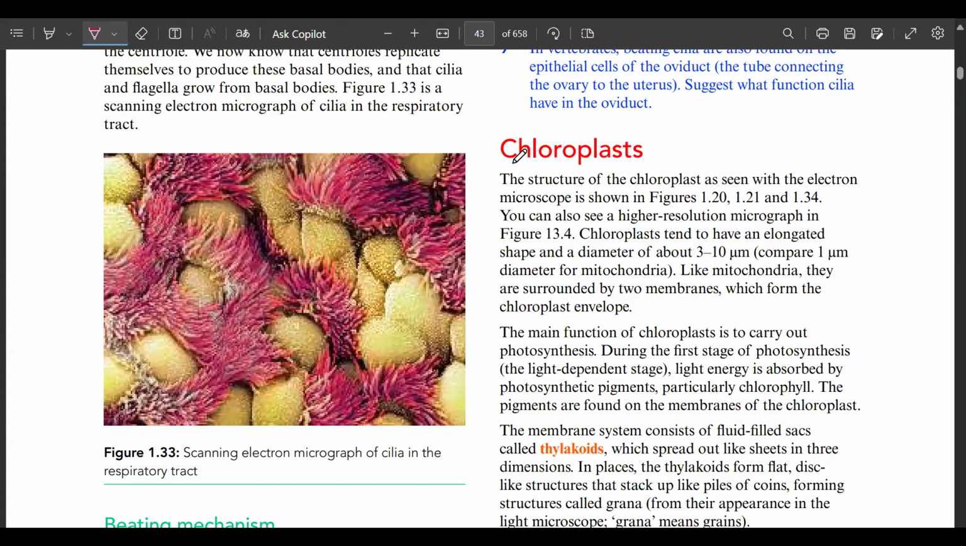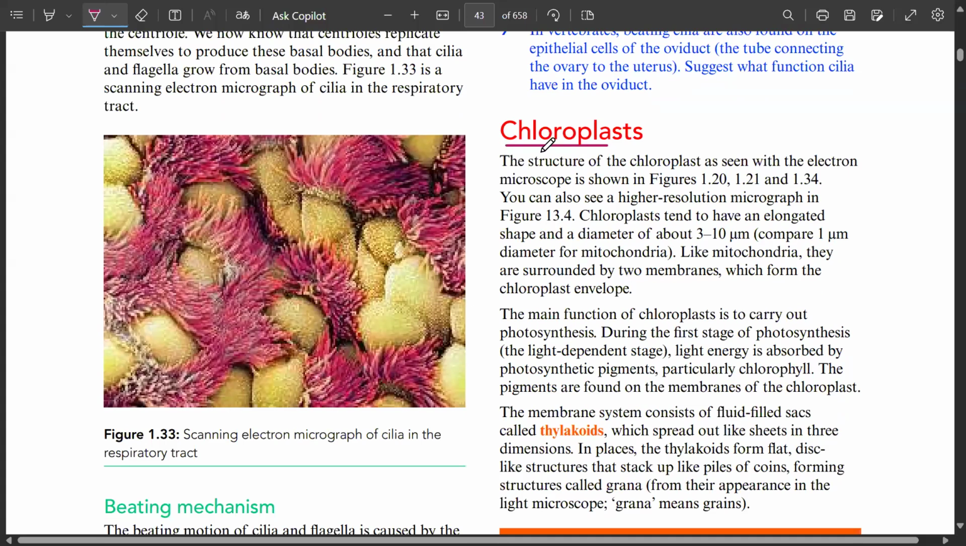Today we'll be starting off with chloroplast. Can you tell me what are chloroplasts? What is their function? What is the structure of the organelle? What do you think?